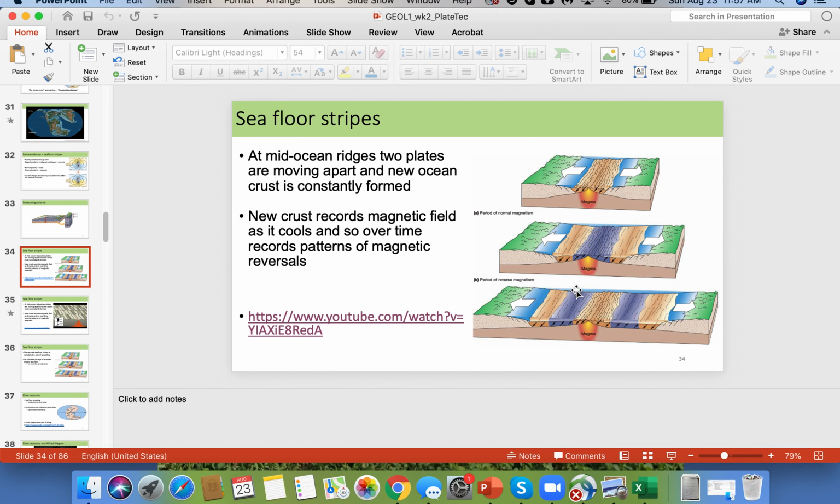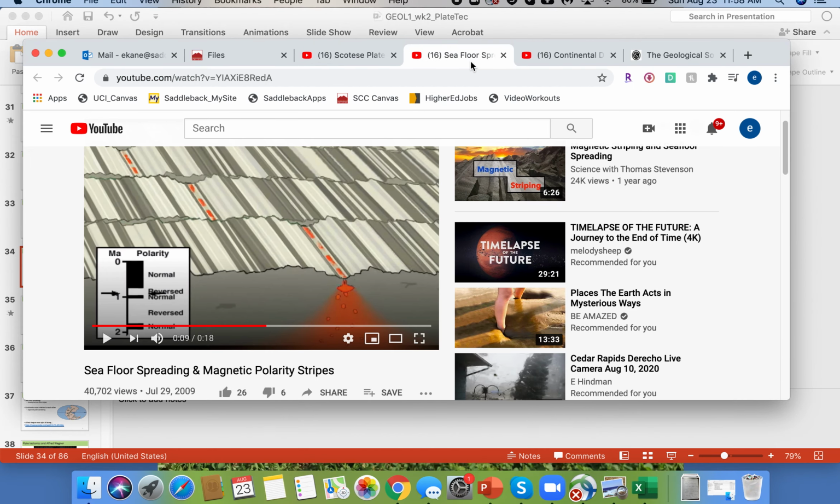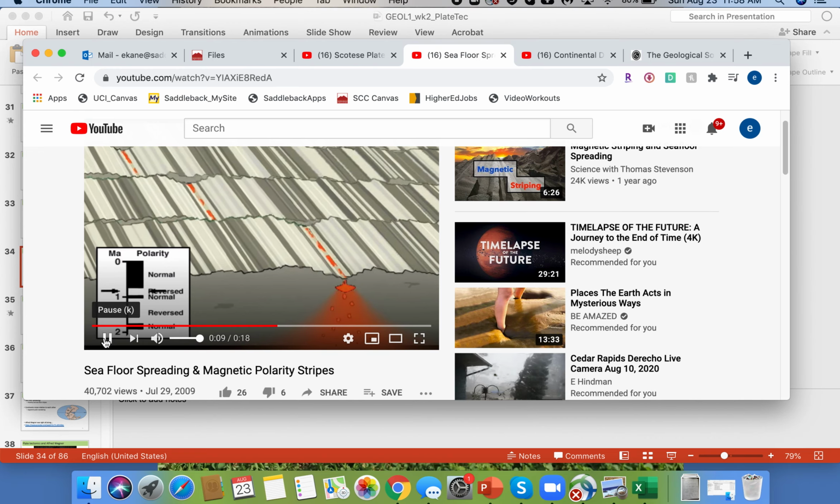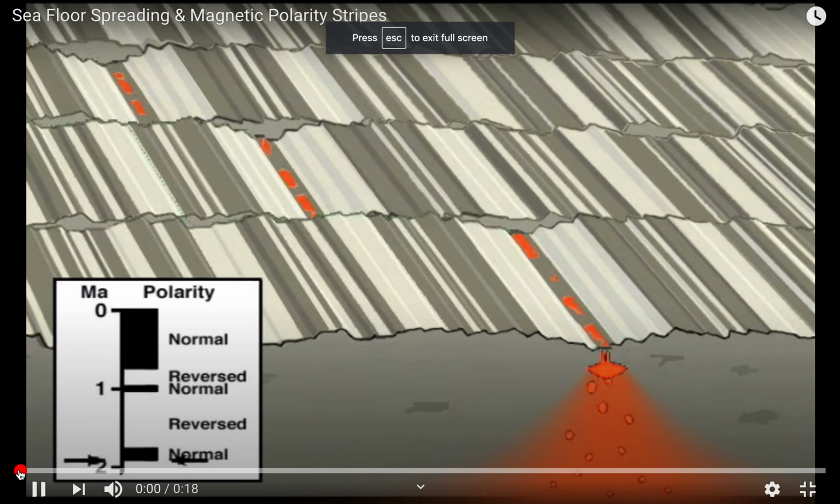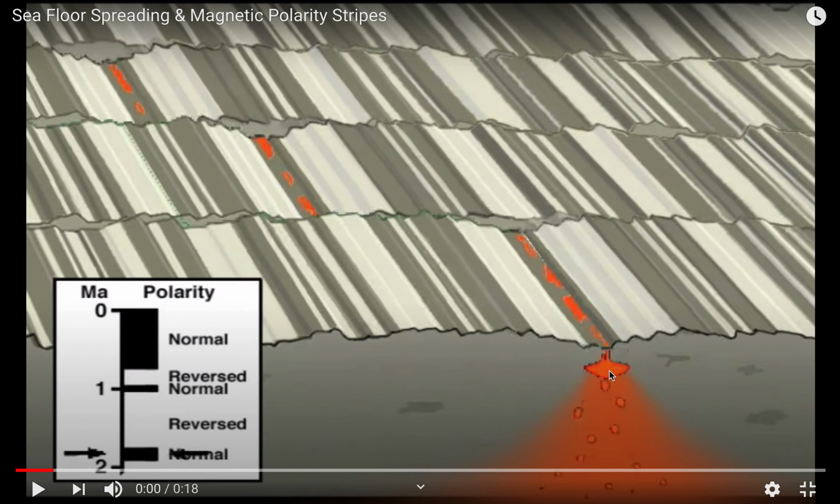So I have a little video to show. This one. Here we go. So here we have our mid-ocean ridge. So this is the magma coming up to the surface. And when we have a dark stripe, that is signifying a time when we are in a normal polarity. When there are light stripes, that signifies a time when we're in a reversed polarity.